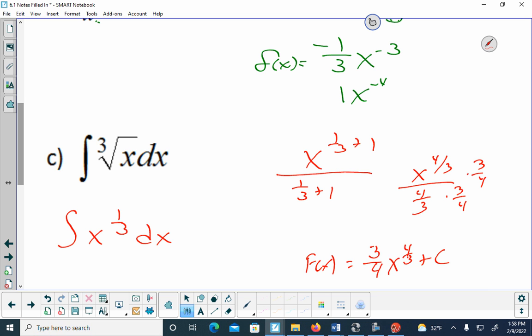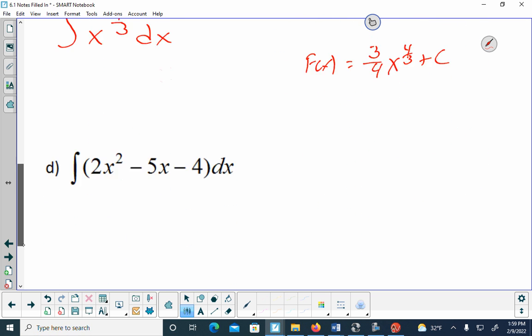We have to write the f of x when we put the answer. I care, but not that much. Okay, try that one.